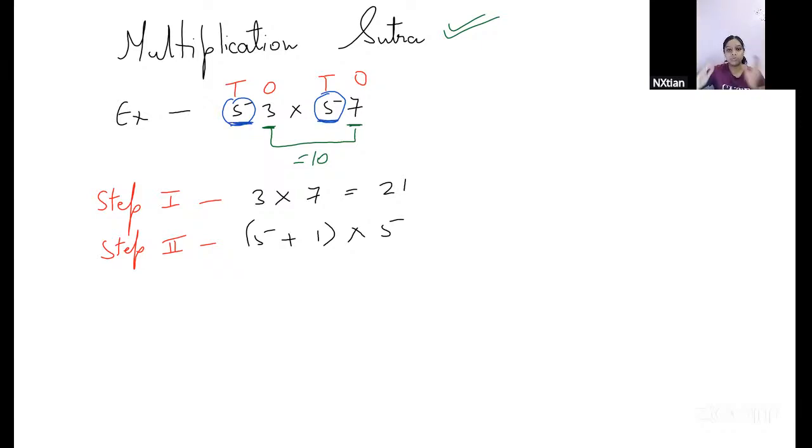See, the numbers on the ones place, their sum will be 10. Numbers on the tens place, they will be equal. So that number I will take, add 1 to it, and then multiply with itself. 5 plus 1 into 5. 5 plus 1 is how much? 6. So it's 6 into 5, how much? 30. Okay, so this is my second equation. This was my first, this was my second.